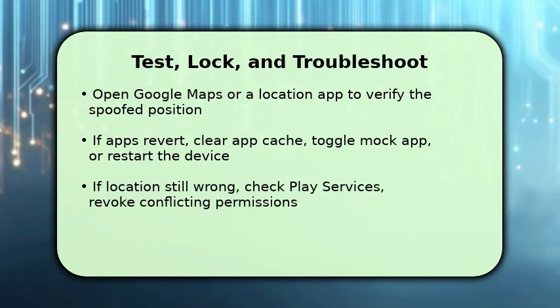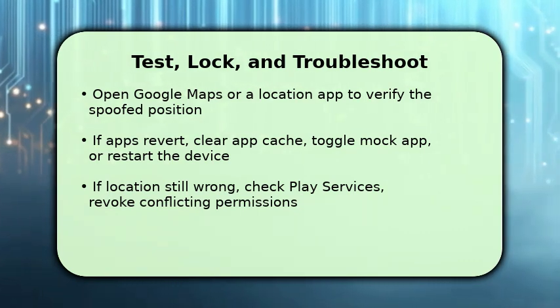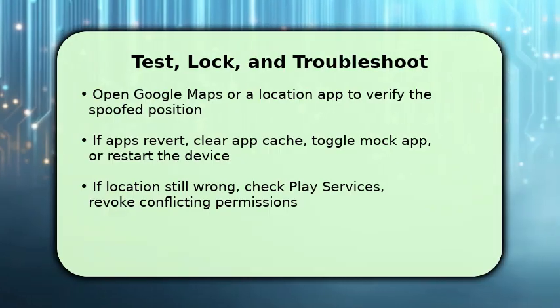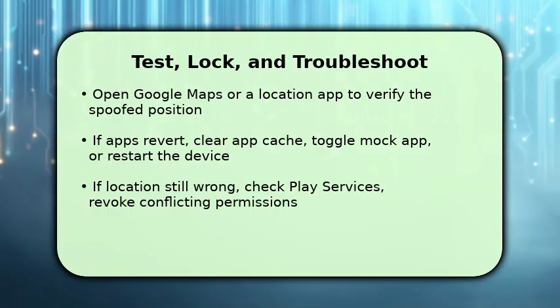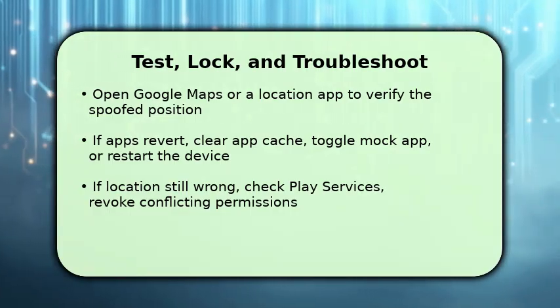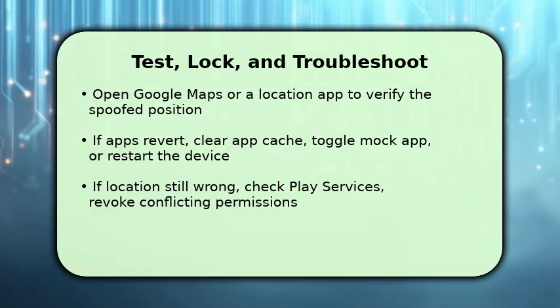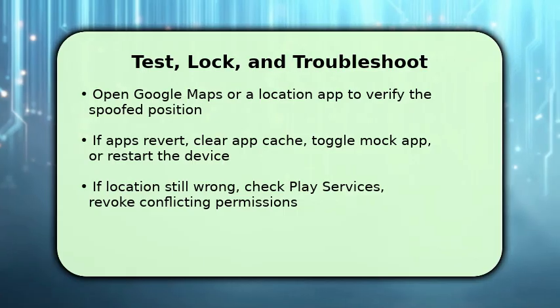If an app reverts to real GPS, clear that app's cache, toggle the mock app selection in developer options, and restart the device to reset services. If problems persist, make sure Google Play Services is up to date and revoke any conflicting location permissions.